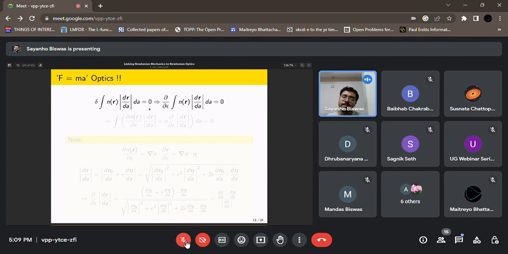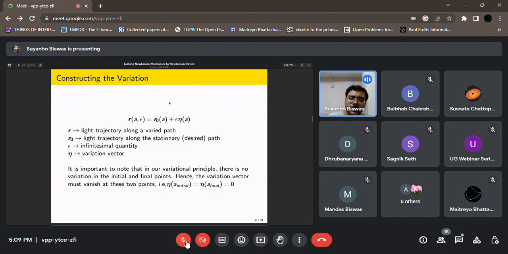Okay. I've written that I'm doing a partial derivative with respect to epsilon of this entire quantity. That is how I am defining the variation. That means, look at this construction that I've created at the top, which is r is equal to r naught plus epsilon eta. That means as epsilon tends to 0, my variation in this path length should also tend to 0. That is what I'm trying to say.